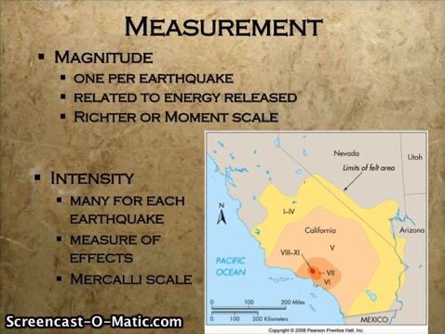More commonly now, scientists prefer to use the moment magnitude, and the moment magnitude is related to the amount of movement that has occurred along a fault, and it's also related to and based on the Richter scale. So they're very closely related. The moment magnitude is simply more accurate. The other way that we measure earthquakes is with intensity.